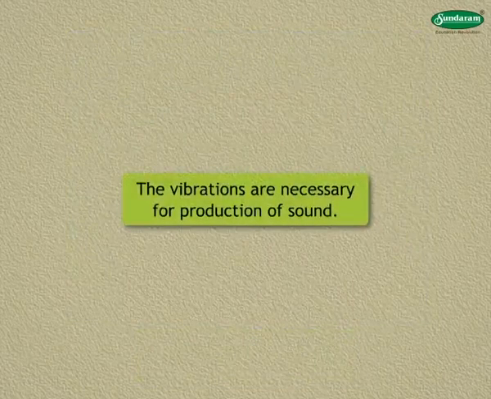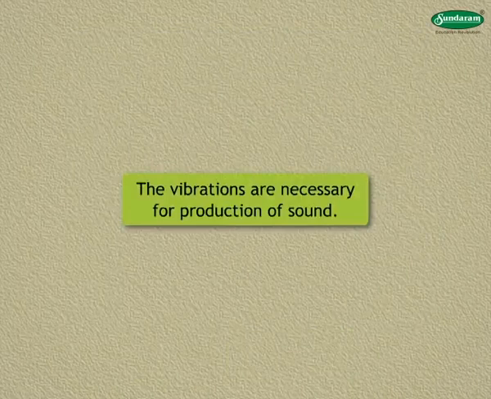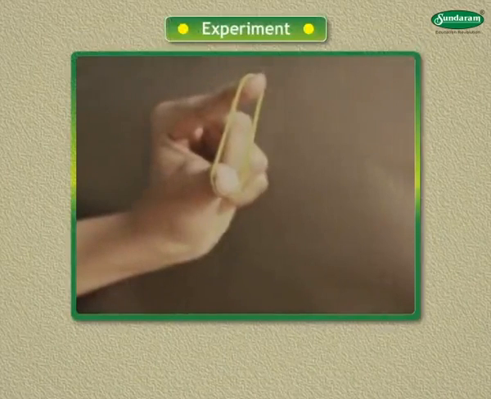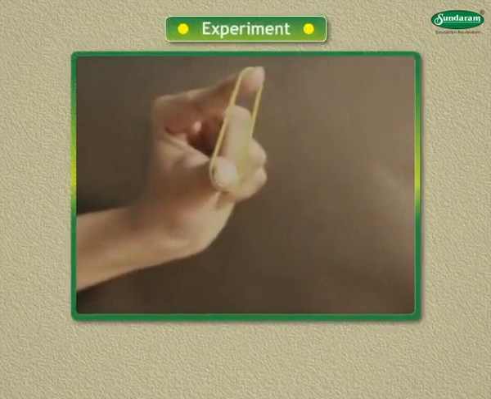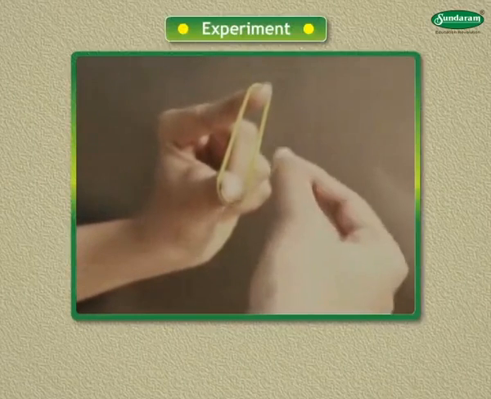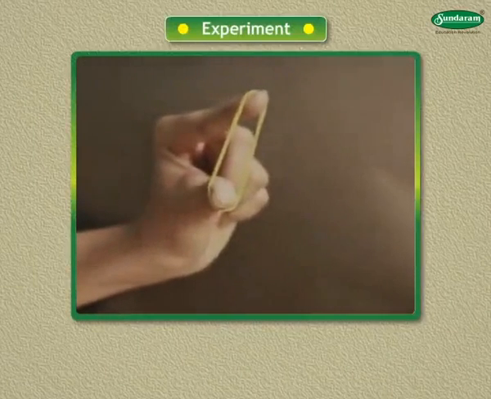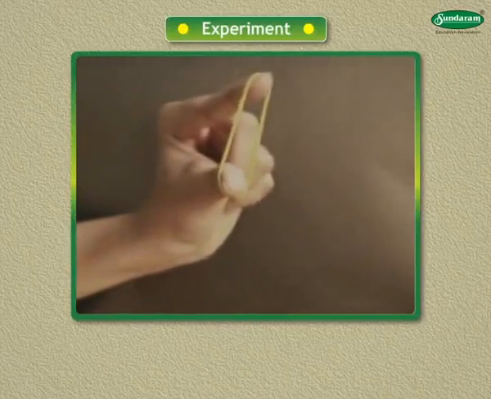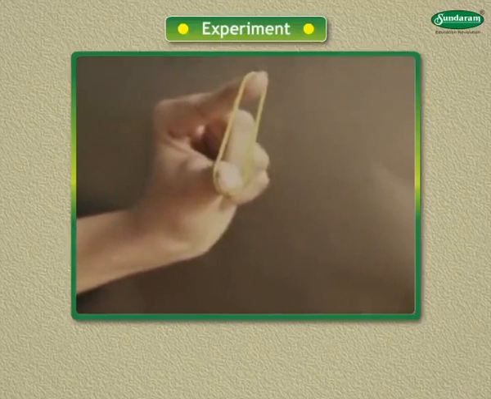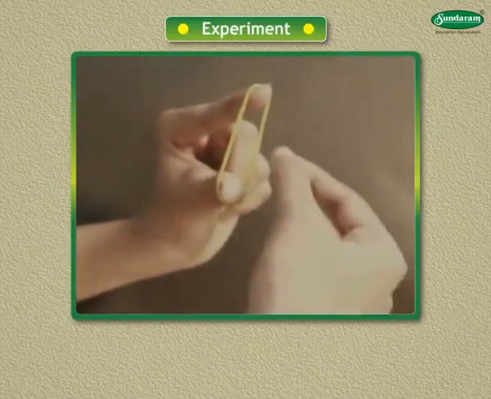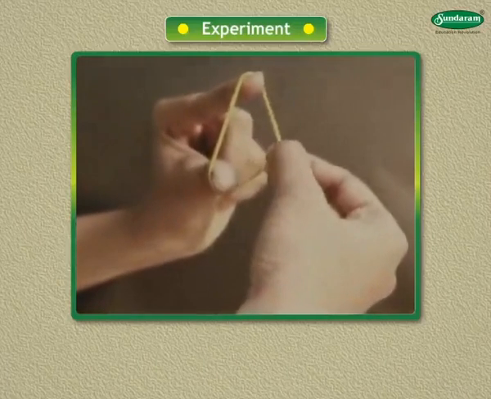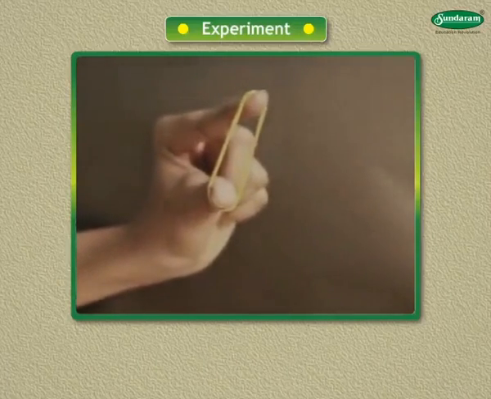Let us try an experiment to verify that vibrations are necessary for production of sound. Stretch a rubber band with your thumb and first finger and hold it close to your ear. With a finger of the other hand, pluck the stretched rubber strings. The strings vibrate and you hear a certain sound. Vibration of the source is necessary for sound to be produced.